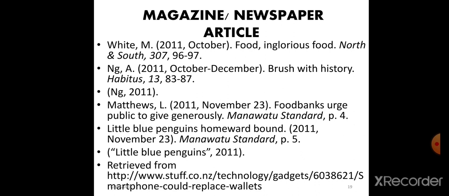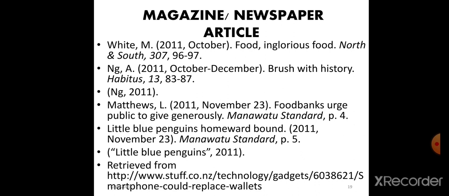Magazine and newspaper articles are another important thing that we need to put there. It's the same as we give for a book, but there is a difference here. The year comes first and the month comes later, 2011 and then October, and then we have the title, which we can give without italicizing, and then its volume number and page numbers. This is how we give it inside the text: Ng, 2011.